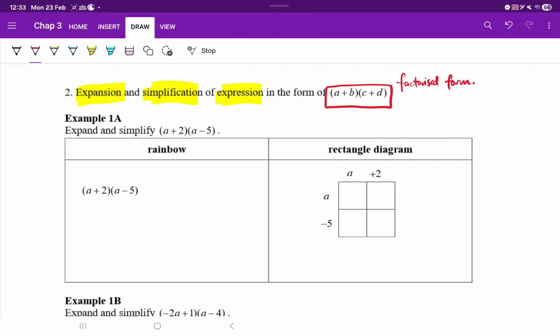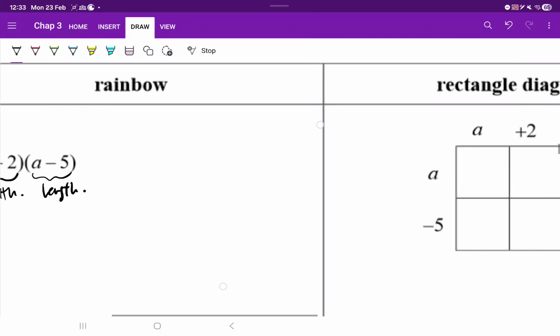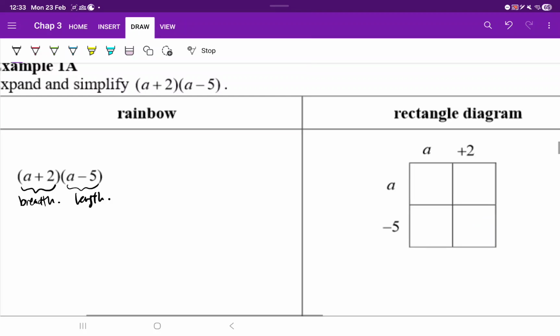Theoretically, like I said, expansion is finding the area of a rectangle. So every time you have the factorized form, essentially we are saying the first part here is the breadth and the second part here is the length of a rectangle, which is why I can draw my rectangle as such, with one side and the other side, and cut it into 4 parts.